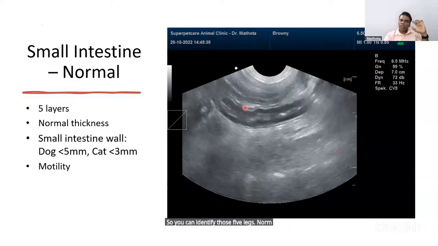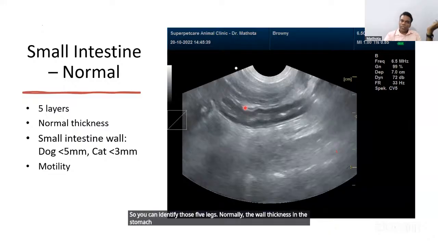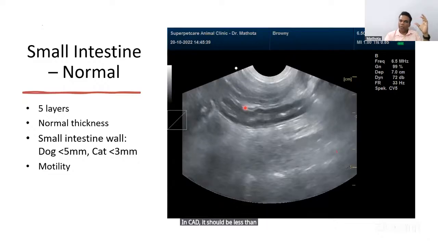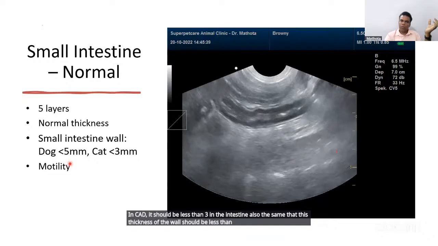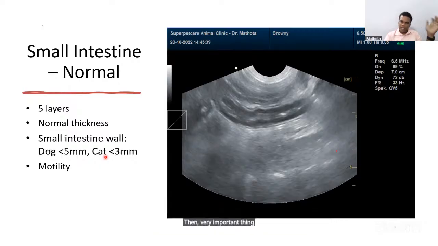Normally, the wall thickness in the stomach, the wall thickness in dogs should be less than 5 millimeter. In cat, it should be less than 3 millimeter. In the intestine also, the same, the thickness of the wall should be less than 5 millimeter in dog, 3 millimeter in cats.